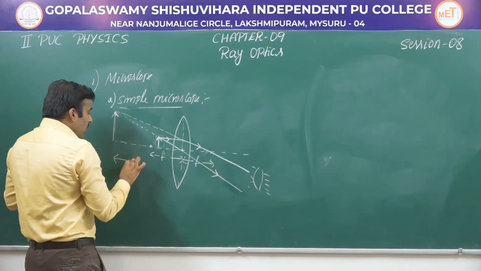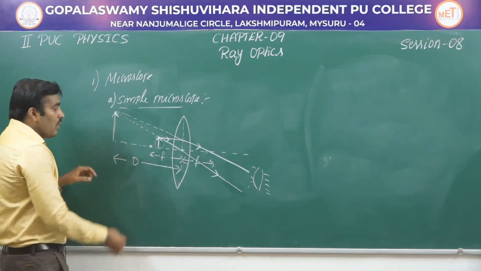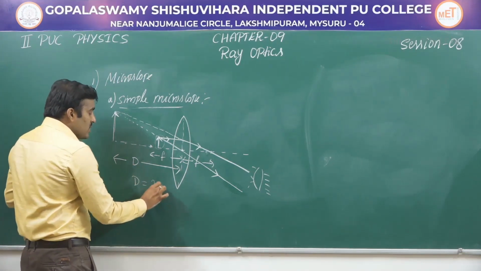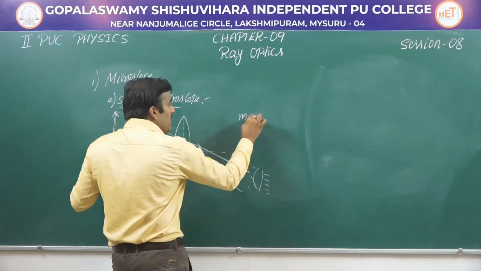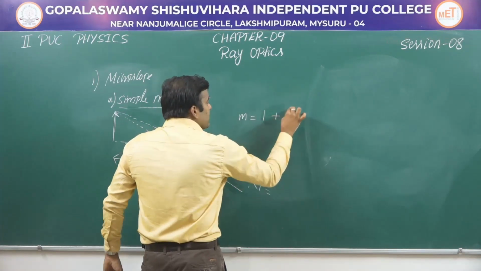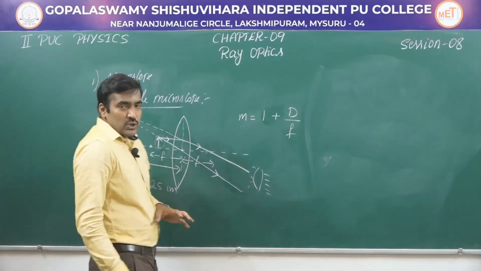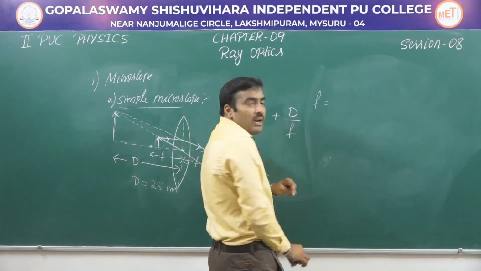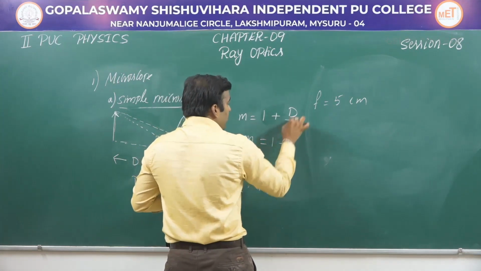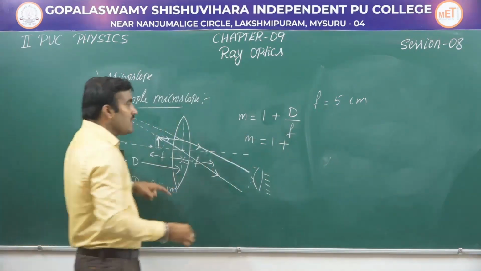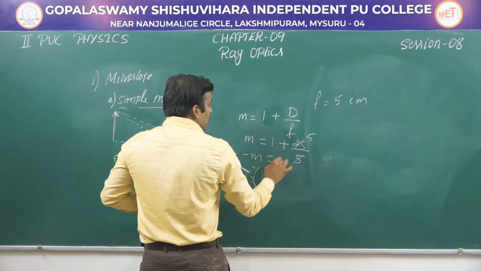So this distance can be called D, which is called the near point or the least distance of distinct vision. For a normal eye, the least distance of distinct vision is 25 centimeter, and the magnification produced for this image will be M = 1 + D/F, where F is the focal length of this lens. Suppose I have a focal length of the lens as 5 centimeter, if you substitute in this formula, we get M = 1 + D, where D is 25 centimeter. I already know this. So this is 25 divided by 5. So this can cancel, 1 + 5, M = 6.